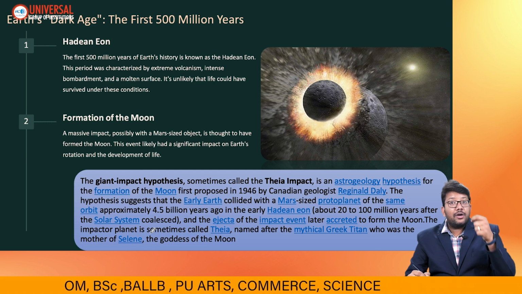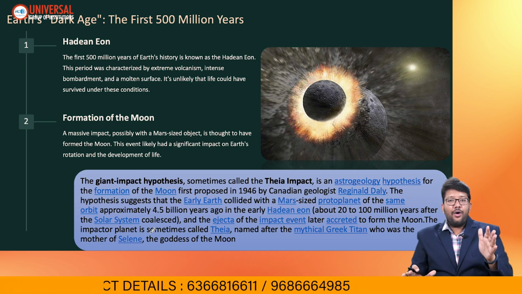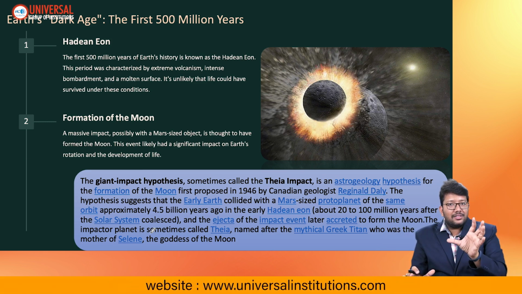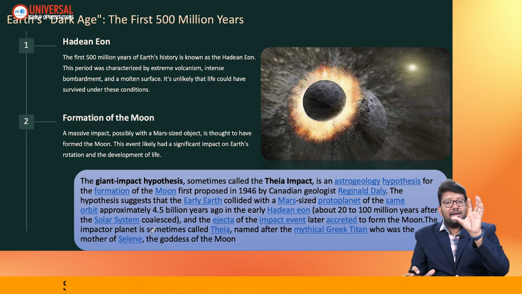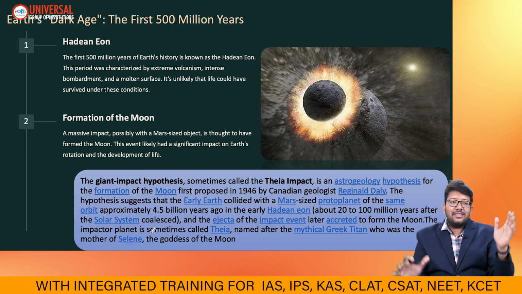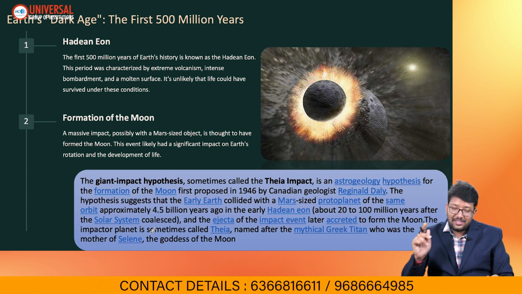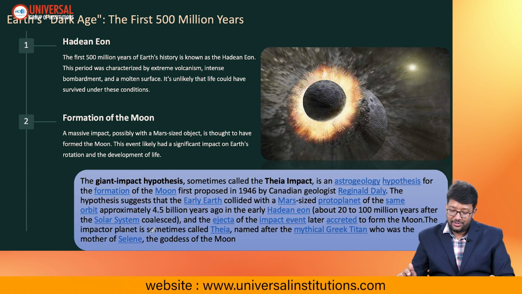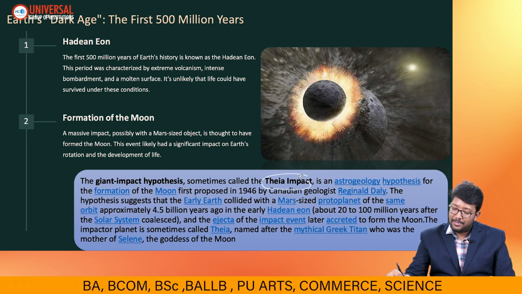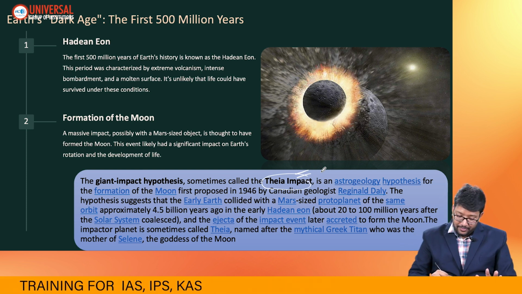Secondly, our moon formed. How did our moon form? Our Earth was there. Now a Mars-sized body, like the planet Mars we have right now, some debris or planetesimal, collided with the Earth. When this collision happened, our moon was formed. This is the second stage. It is called the dark age, and this hypothesis is called the Theia impact. Remember, it is helpful from the UPSC point of view, prelims as well as mains.